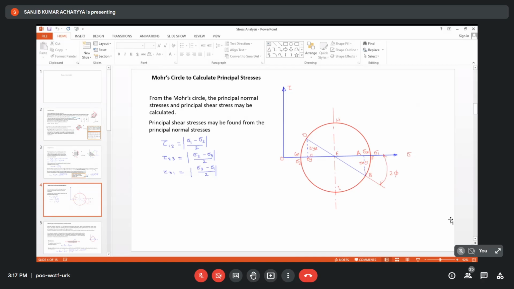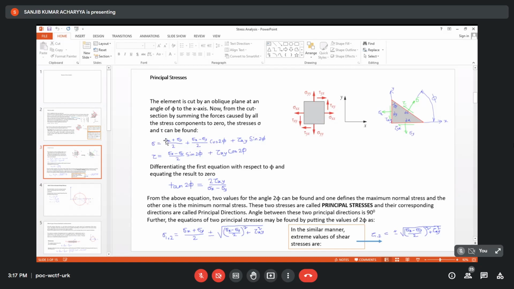Yes, sir. That is the radius you showed, because the general expression of sigma and tau can also be written. If we assume this as R, then we can write sigma is equal to (sigma x plus sigma y) by 2 plus R cos phi, and tau is equal to R sin phi. I think you know it, no?